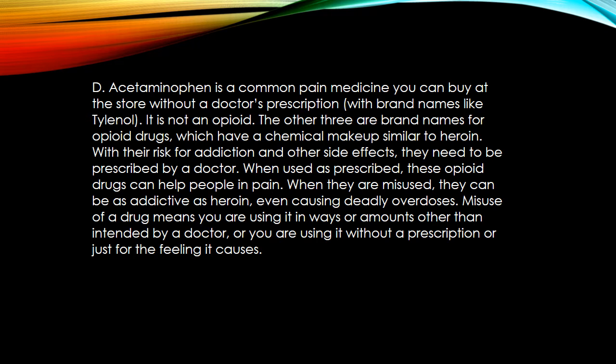Acetaminophen is a common pain medication you can buy at the store without a doctor's prescription, with brand names like Tylenol. It is not an opioid. The other three are brand names for opioid drugs which have a chemical makeup similar to heroin. With their risk for addiction and other side effects, they need to be prescribed by a doctor. When used as prescribed, these opioid drugs can help people in pain. When they are misused, they can be as addictive as heroin, even causing deadly overdoses.